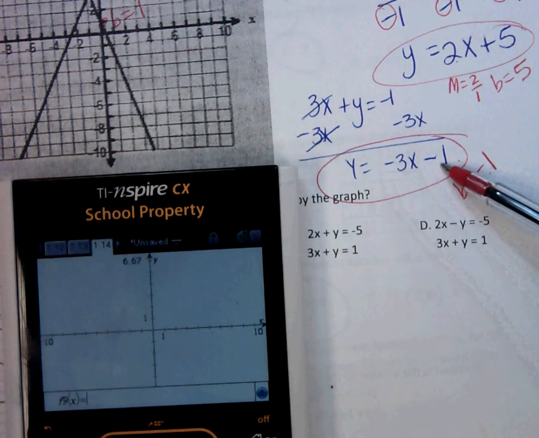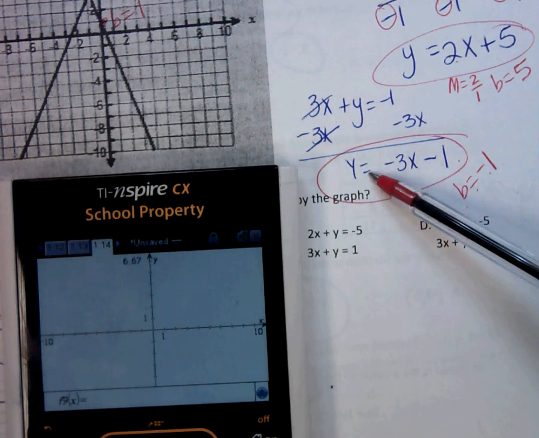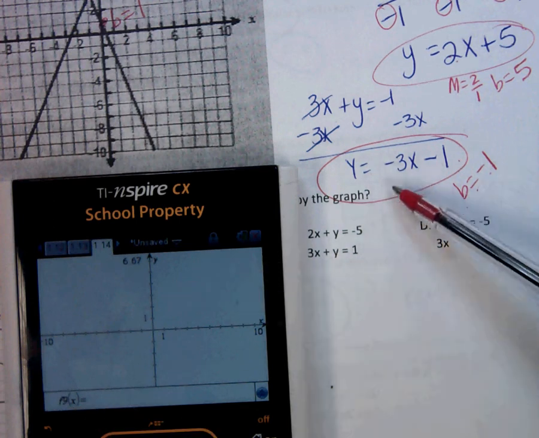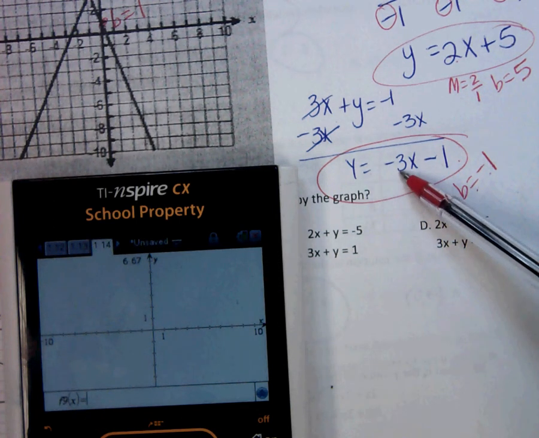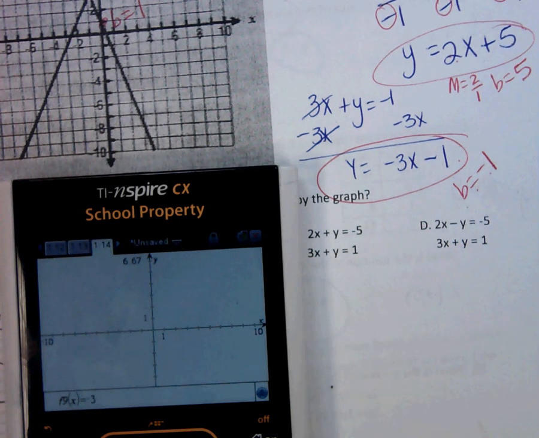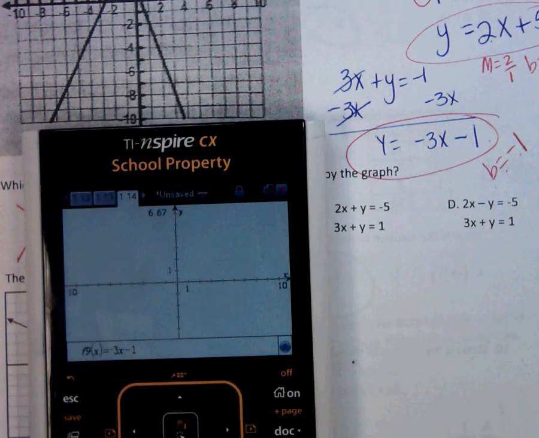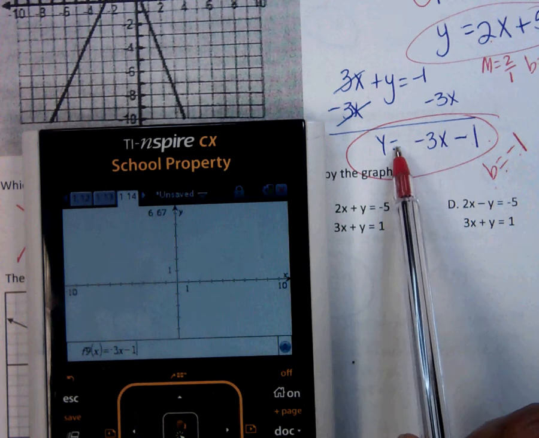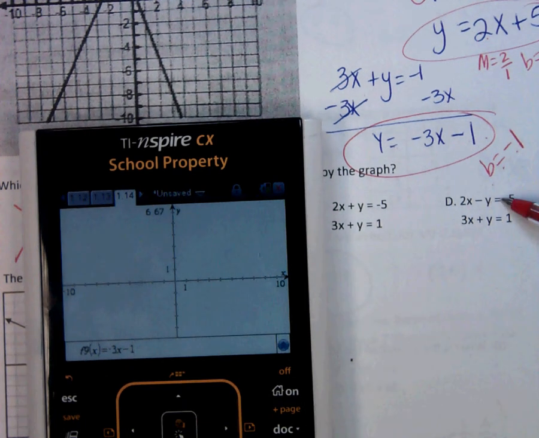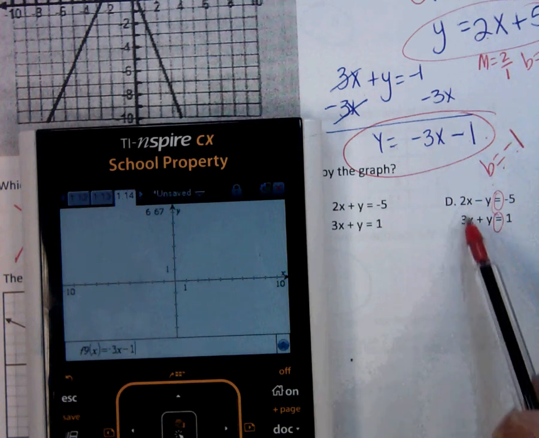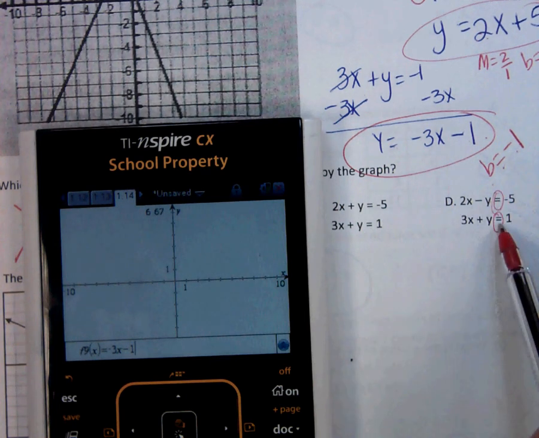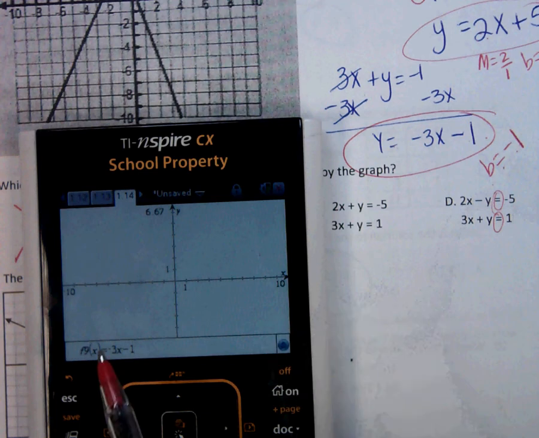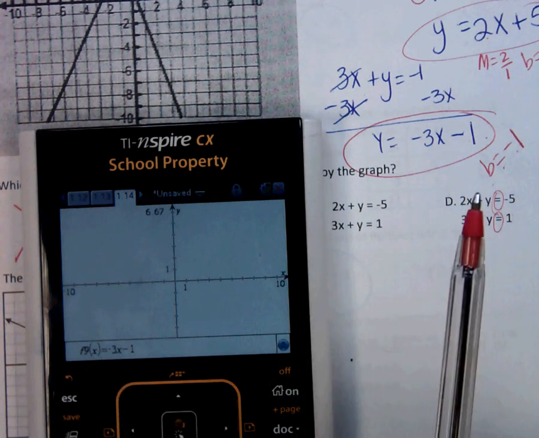If the equal sign was on the left, you could type in -3x minus 1. See how the equal sign is on the left? Well, over here the equal sign is not on the left, it's on the right. So you can't put this in here. What do?